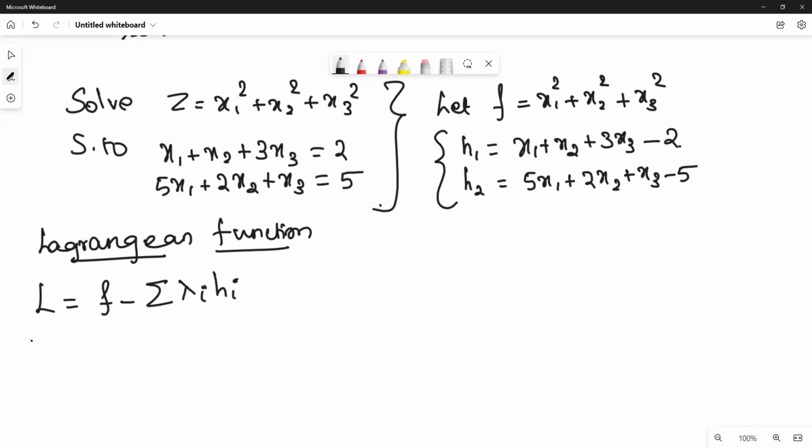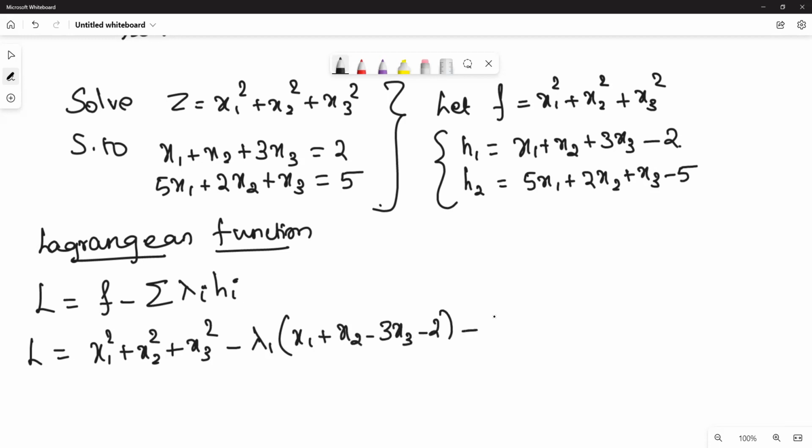So for this given function, the Lagrangian function L becomes x1 square plus x2 square plus x3 square minus summation lambda i hi. That is lambda 1 h1 plus lambda 2 h2, with both signs minus. Lambda 1 h1 is x1 plus x2 plus 3x3 minus 2, minus lambda 2 h2, that is 5x1 plus 2x2 plus x3 minus 5. So this is our Lagrangian function.